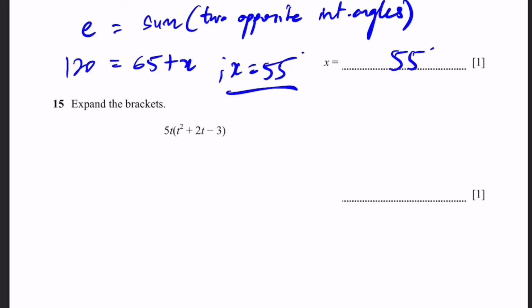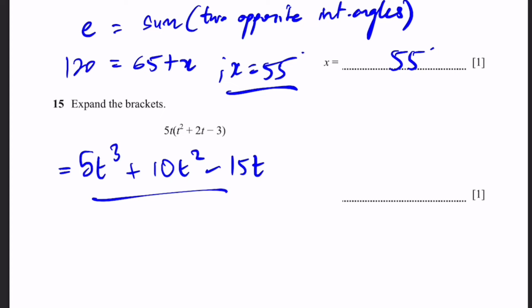Question 15. Expand the brackets. 5t times t squared plus 2t minus 3. So expanding, we multiply 5t by all the terms. So 5t cubed plus 5t times 2t, 10t squared, minus 3 times 5t, 15t. That's the answer. Now I can go to question 16.